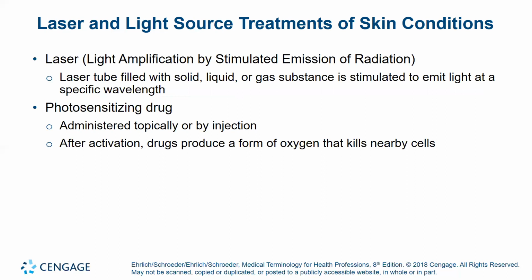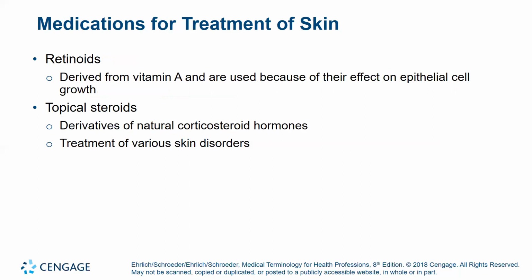Laser and light source treatments of skin conditions. We have a laser. This is a laser tube filled with solid, liquid, or gas substance. This is stimulated to emit light at a specific wavelength. We have a photosensitizing drug. This is administered topically or by injection. We have retinoids. These are derived from vitamin A and are used because of their effect on epithelial cell growth. We have topical steroids. This is treatment of various skin disorders. They use the topical.